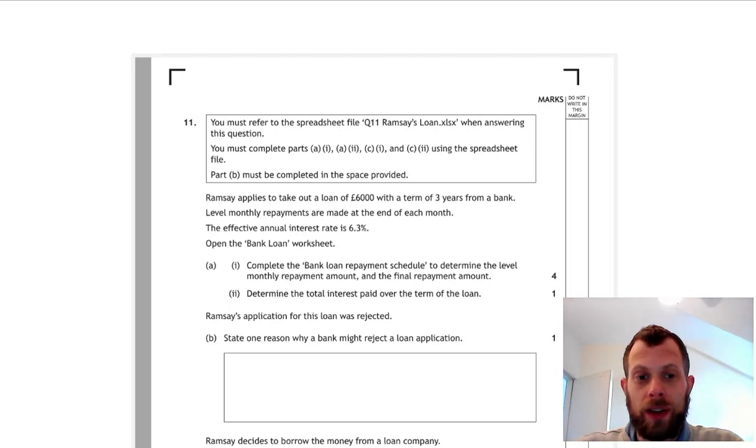So we are at the final question, which is a financial spreadsheet and a repayment schedule for a loan. So the loan is for £6,000 for 3 years at monthly repayments and an annual interest rate of 6.3%.